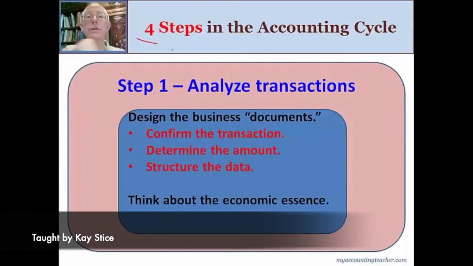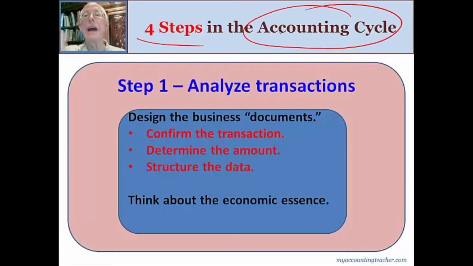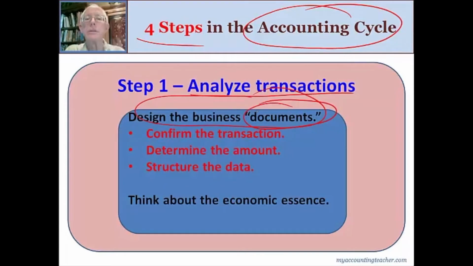There are 4 steps in what we call the accounting cycle. Step 1, analyzing transactions, figuring out the essence of what happened. Now, first of all, in order to do this, you've got to design the business documents. And notice here that we've got documents in quotation marks. Those are pieces of paper. They're invoices and purchase orders and other things. But often now it's a computer system to gather the kind of data you need.